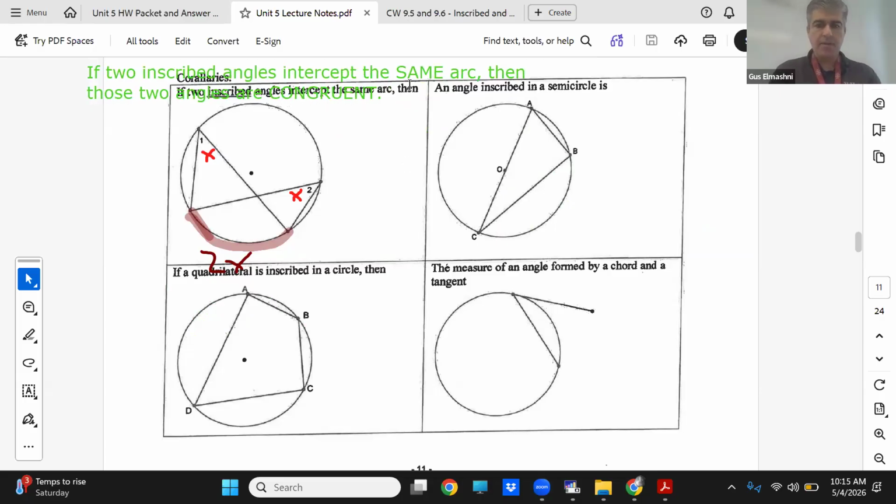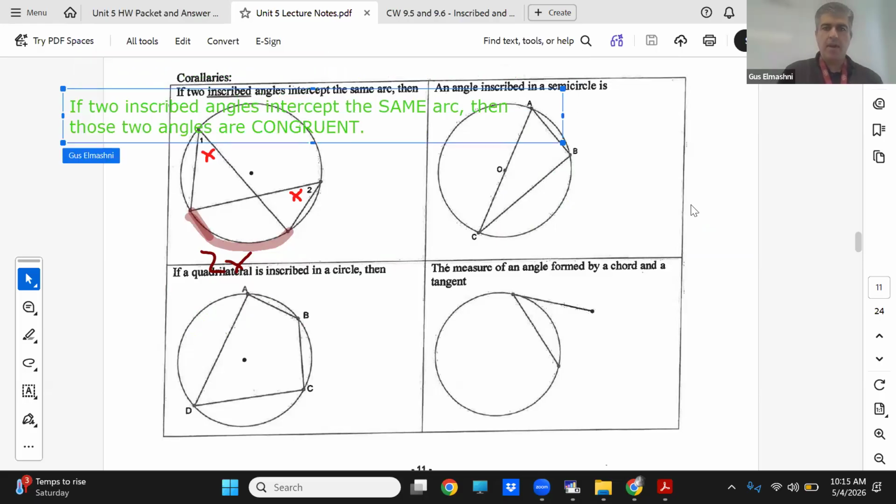That's not going to work for me. Hold on. Okay. So hopefully that makes sense. If you have two, say for example, I told you this arc was 100 degrees, then what are angles 1 and 2 each? 50 for both. That's it. And they have to be the same because they come from the same arc. Okay, so that's one observation.